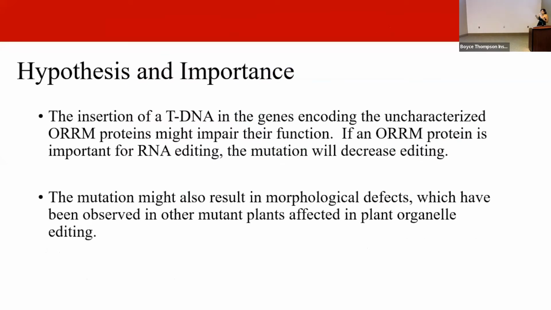tDNA likely disrupts the gene and its function. So we hypothesize that the insertion of tDNA in the genes encoding the uncharacterized ORRM proteins might impair their function. If an ORRM protein is important for RNA editing, the mutation will decrease editing. Importantly, the mutation may also result in morphological defects, which have been observed in other mutant plants affected in plant organelle editing.